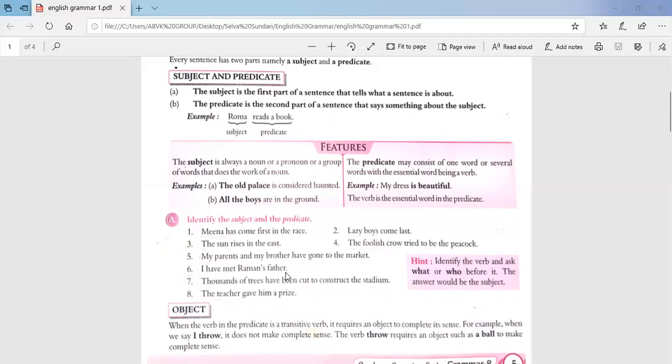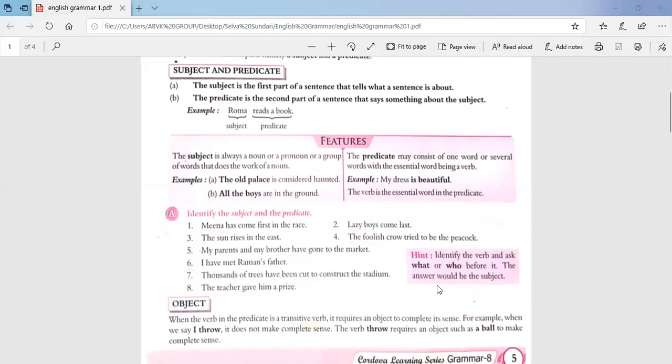I have met Raman's father. Who met? I have met. So I is the subject. Verb have met Raman's father. So this is predicate. Thousands of trees have been cut to construct the stadium. What have been cut? Thousands of trees. So thousands of trees is subject. Have been cut to construct the stadium is a predicate. The teacher gave him a prize. The teacher, who gave him a prize? The teacher, subject, gave him a prize, a predicate. So what is the hint? Identify the verb and ask what or who before it. Then the answer would be the subject.